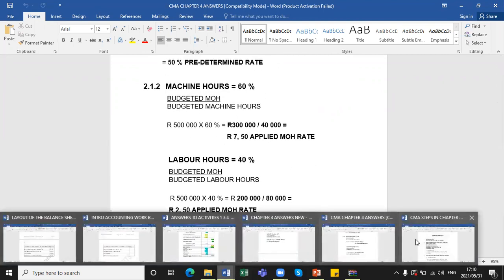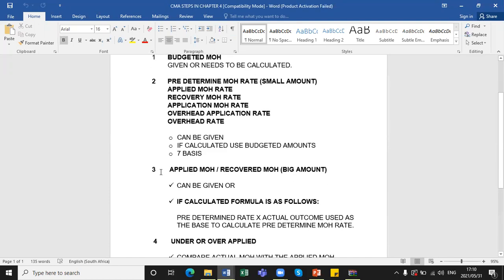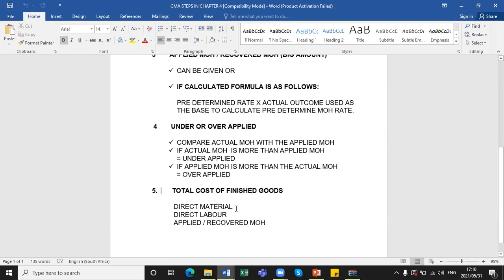And then I spoke about the steps. So we've covered 1 and 2. In this video, we're going to cover number 3 and number 5. Number 3 is applied overheads, and number 5 is when you want to calculate cost of production. Now, as you can remember from chapter 1, we spoke about cost of production. There are 3 formulas. We're going to focus on the 1: direct material plus direct labor plus applied MOH.